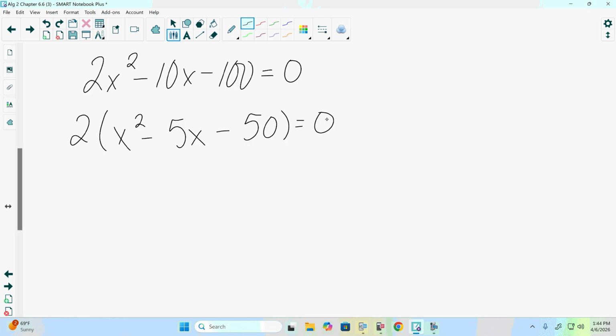Now from here we can actually factor this, because this quadratic equation is indeed factorable. So we'll have our 2 sets of parentheses with 3 spaces.